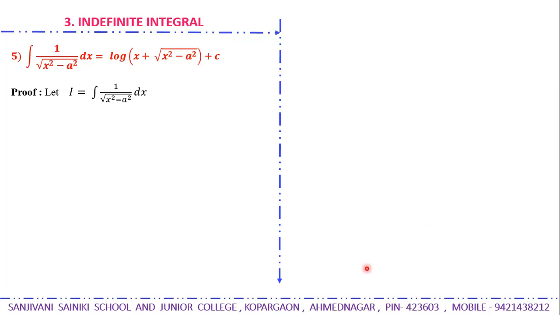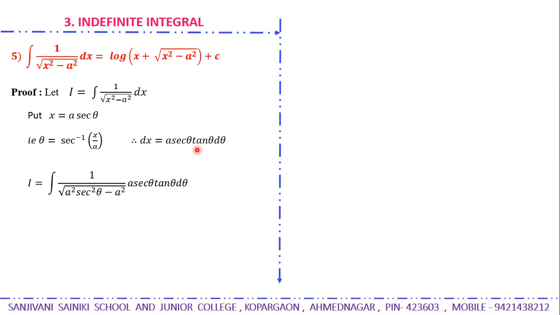Now look at the fifth one. Integration of 1 upon root x square minus a square dx is log of modulus of x plus root x square minus a square. So I is equal to integration of 1 upon root x square minus a square dx. Put x is equal to a sec theta. So theta is sec inverse of x by a. And what is dx? dx is a sec theta tan theta d theta.